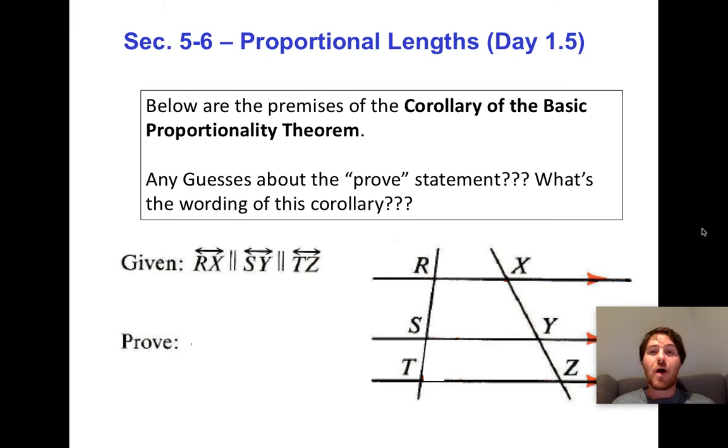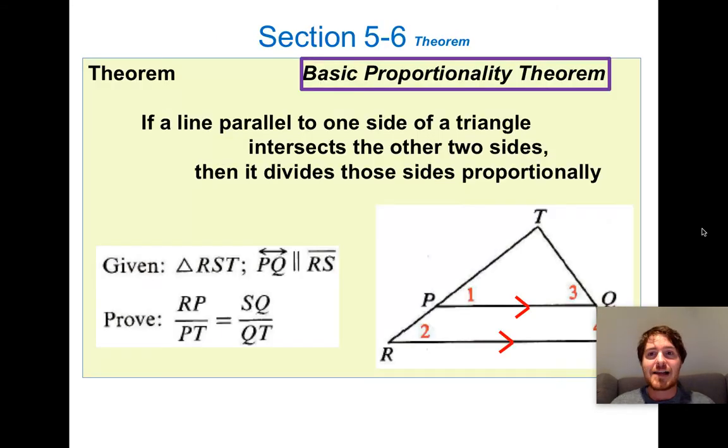Now, it's been a while since we had a corollary. Just to remind you, a corollary is a theorem that follows pretty much immediately from a theorem that maybe we've proven already. Of course, last class we had the basic proportionality theorem, where we have these two parallel lines right here, and one of the parallel lines is intersecting two sides of a triangle.